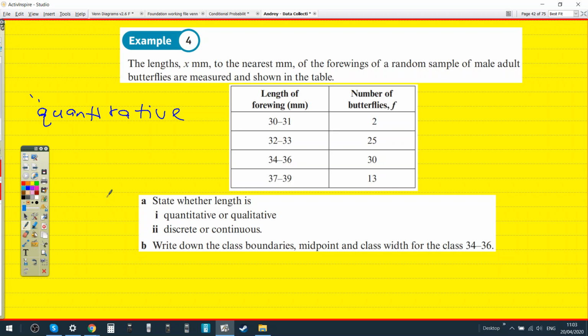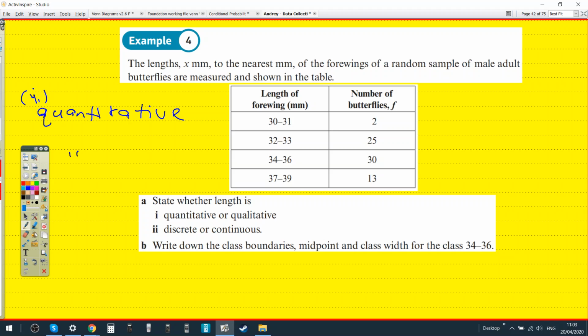Continuous. So discrete would be like the number of butterflies. One butterfly, two butterflies. It's because you won't have a half or a quarter of a butterfly. Whereas length is continuous because it could be kilometers, then meters, then centimeters and millimeters. 0.1 of a millimeter, you could always do it more closely.